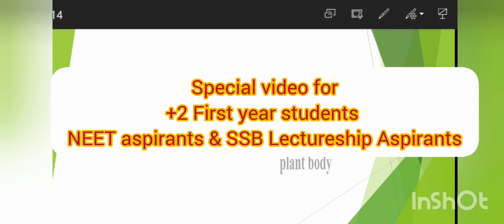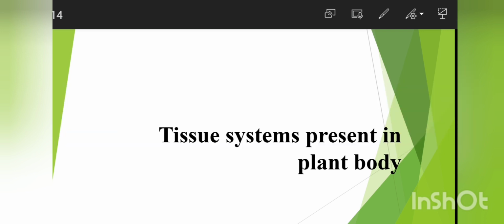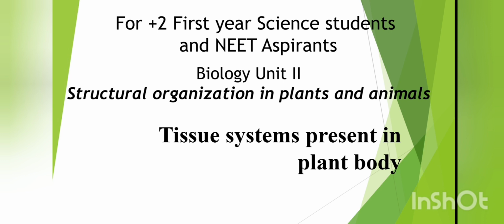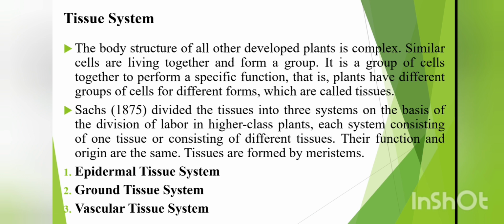So let's start. Today we will discuss the tissue systems present in the plant body. It is basically present in unit 2 of the biology syllabus of plus 2 first year science, but it is also present in your plus 3 syllabus, in your MSc syllabus as well as the SSB botany lectureship syllabus. So let's start. At first, what is tissue?